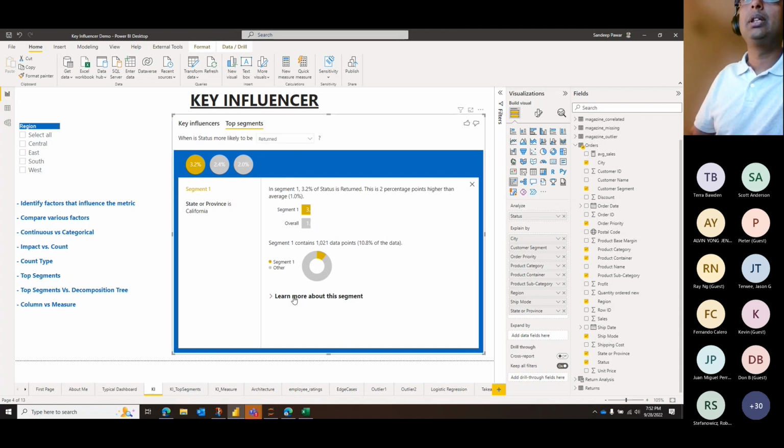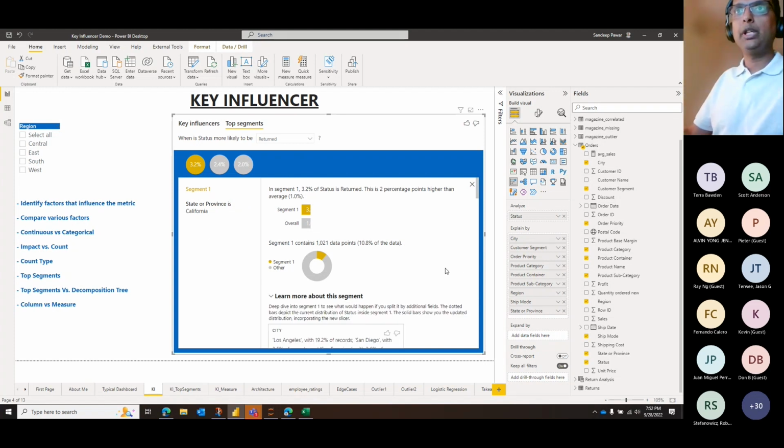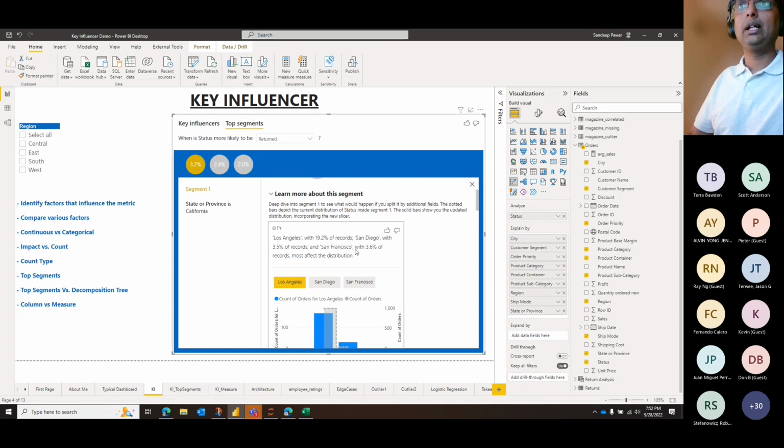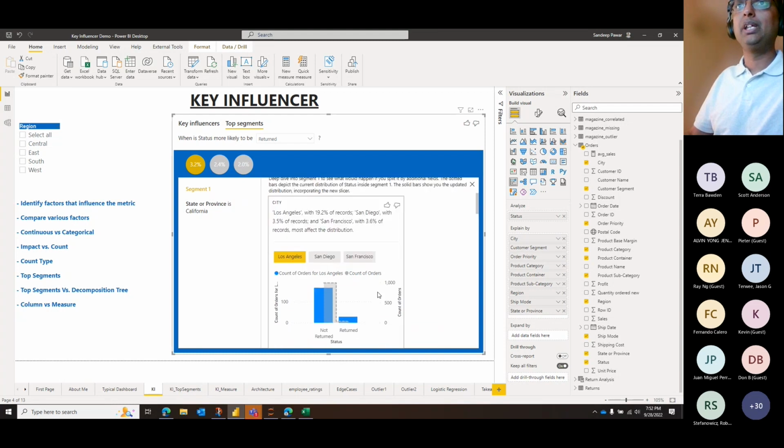The visual also gives us the ability to deep dive into California. Now the California part is selected, so let's go deep into California. In California, it's showing me 3 cities: Los Angeles, San Diego, and San Francisco. And it's showing us the distribution.